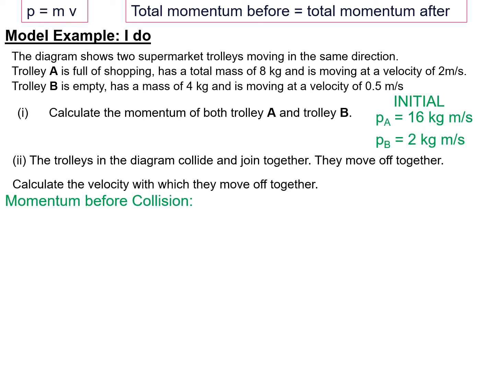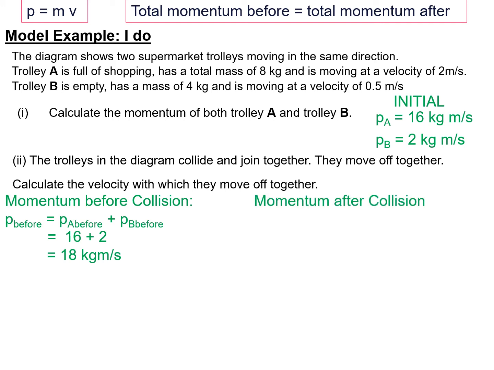So let's now look at the initial momentum. So the momentum before the collision is going to be the sum of the momentum of trolley A before plus the momentum of trolley B before. These numbers we've already calculated from part 1, so we just add together 16 plus 2, and we find out that the momentum before the collision was 18 kilogram meters per second. Now let's look at the momentum after the collision. So the momentum after the collision is going to be the momentum due to trolley A afterwards, plus the momentum due to trolley B afterwards.